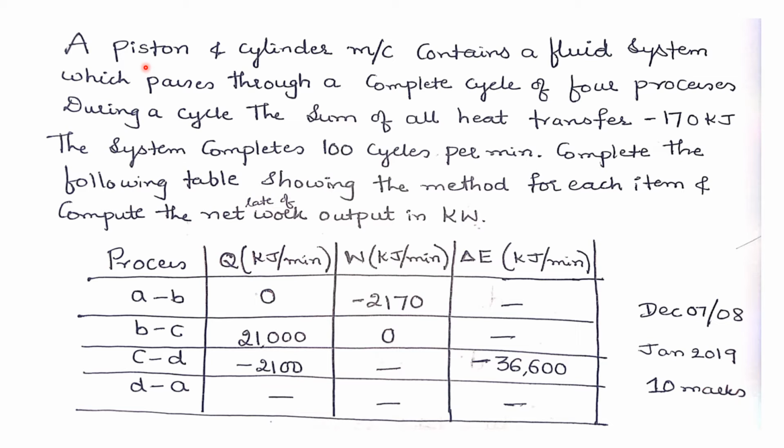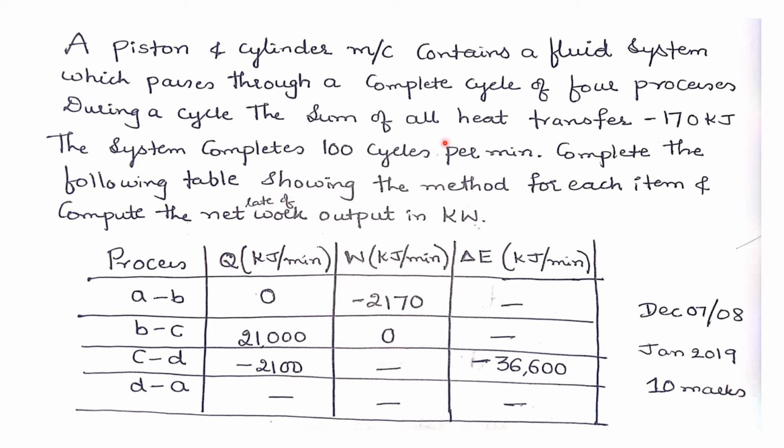A piston and cylinder machine contains a fluid system which passes through a complete cycle of four processes. During a cycle, the sum of all heat transfer is minus 170 kilojoules, and the system completes 100 cycles per minute. So this is during an entire cycle.